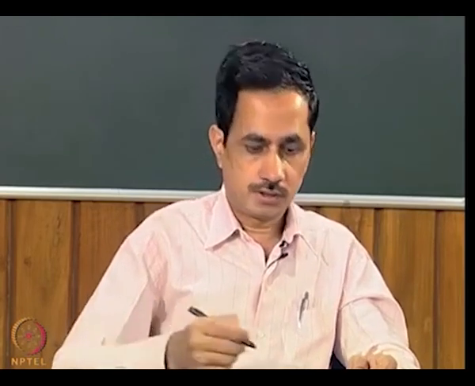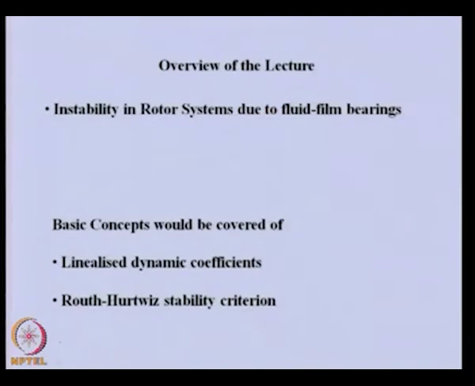So in this particular case, let us see what we will be covering. We will be covering the instability in the rotor bearing system due to fluid film bearing, and how we can obtain whether the system is stable or not. Apart from this, we will introduce basic concepts. We already introduced the linearized dynamic coefficients, so we will use them for finding the stability of the rotor system. We will use the Routh-Hurwitz criteria of stability for this purpose.